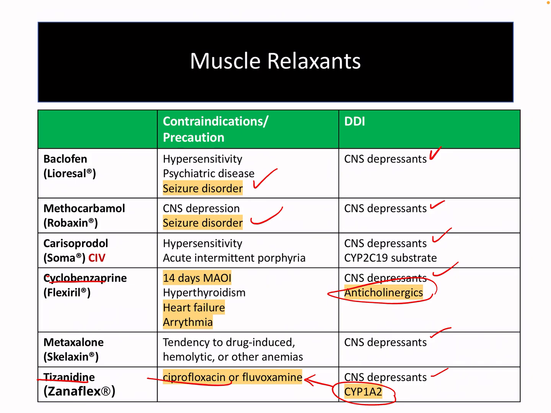Cyclobenzaprine, it's also notable that it does have the risk of heart failure and arrhythmia and shouldn't be used in patients that have underlying conditions related to them. And it is serotonergic, so it shouldn't be used in patients that have or are on a MAOI inhibitor.